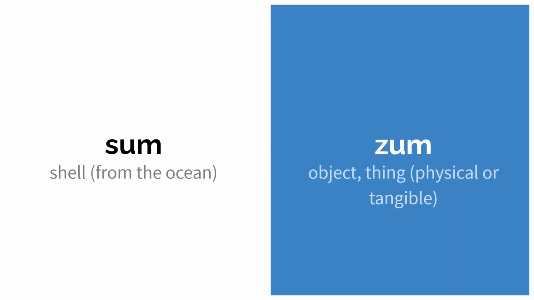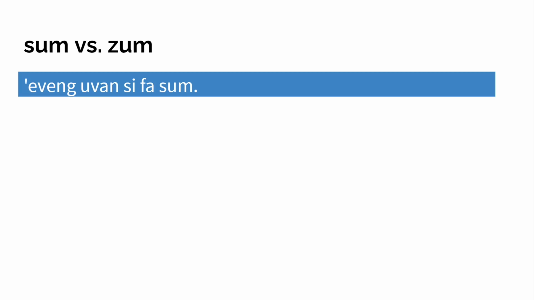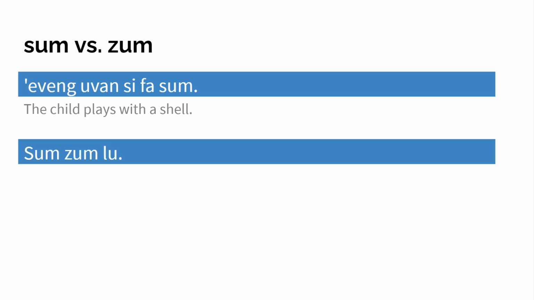Let's look at the sentences. So we've got Eveng uvan si fa zoom. So the child plays with a shell. And then we've got zoom zoom lu. And what that means is just a shell is a physical object.